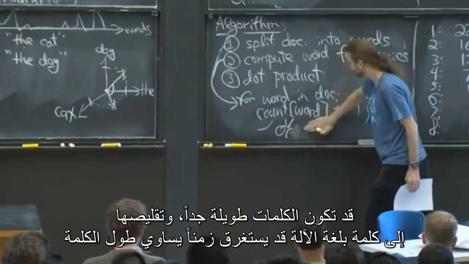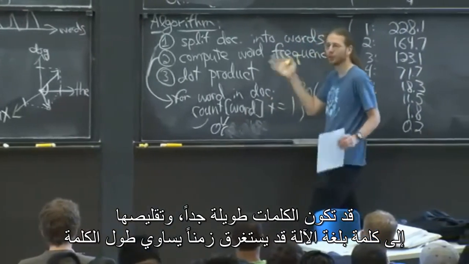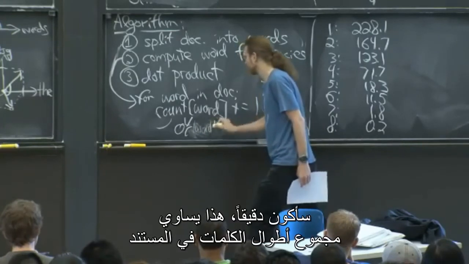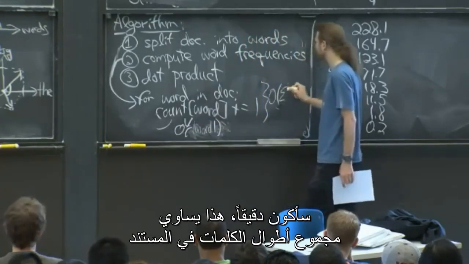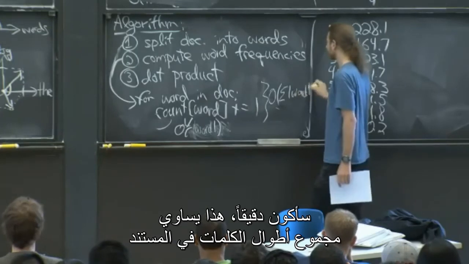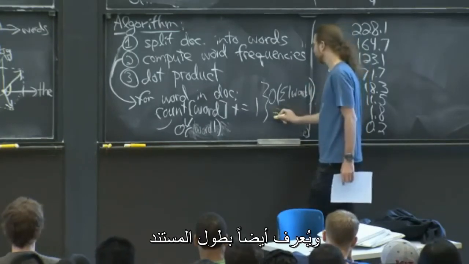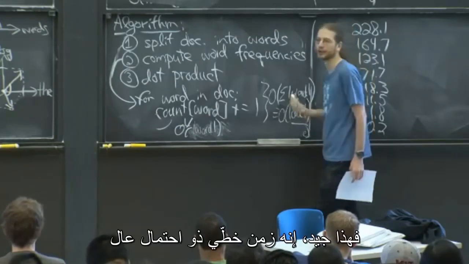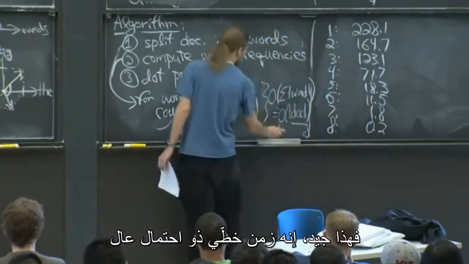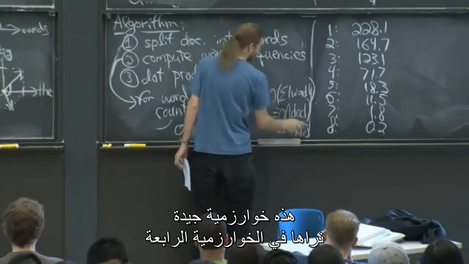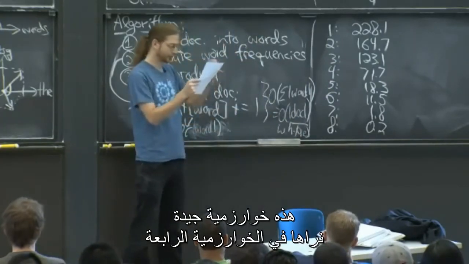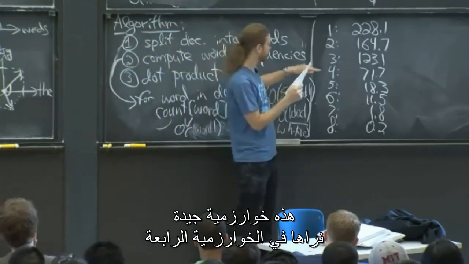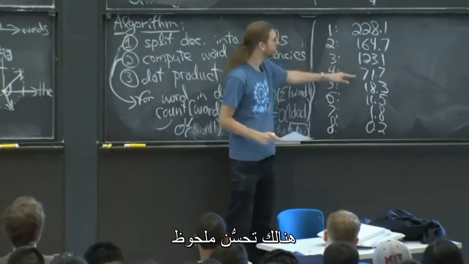cheating a little bit, because words can be really long. And so to reduce a word down to a machine word could take order the length of the word time. Okay, to be a little more precise, this is going to be the sum of the lengths of the words in the document, which is also known as the length of the document, basically. So this is good. This is linear time with high probability. Okay, that's a good algorithm. That is introduced in algorithm 4. So we got a significant boost.